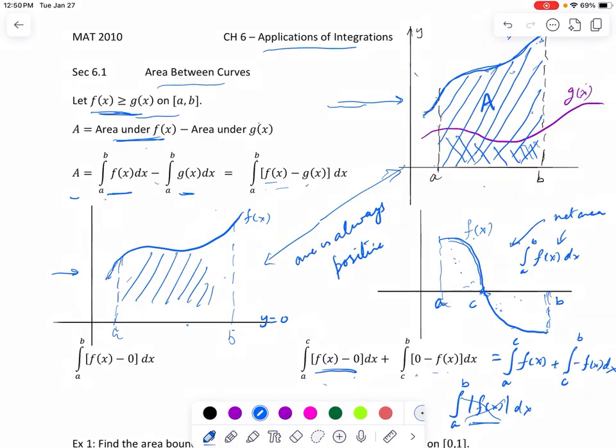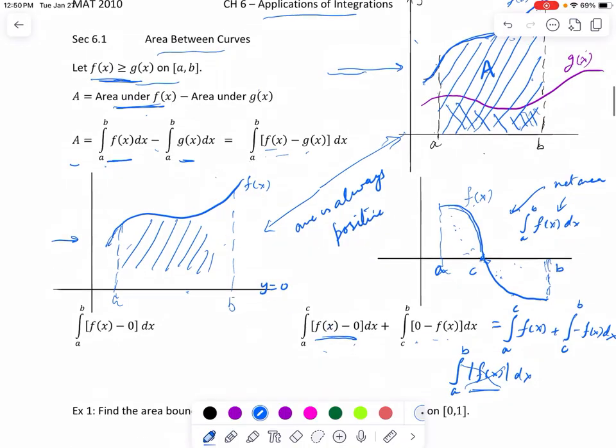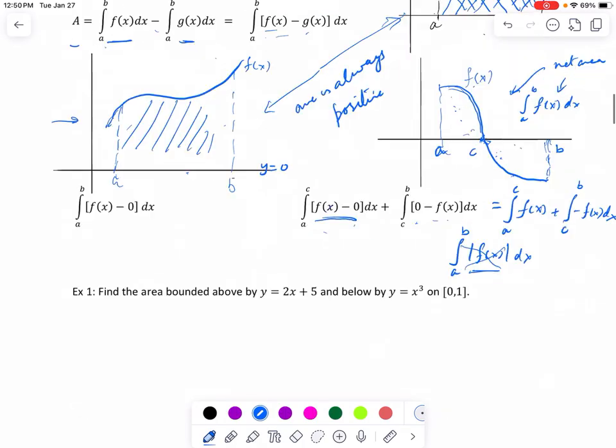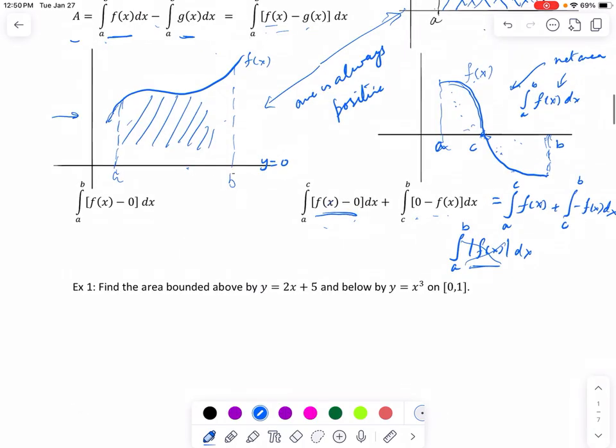I hope this makes sense. So let's look at some examples. First example is a very, very simple one where you are given everything. You are given that the function is bounded above by this function and below by this function and on this interval. Not always will this happen. So this is just to see how we are doing our calculations, or what the steps are.